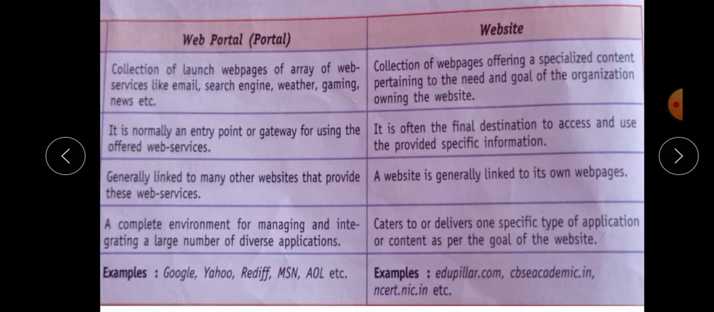Examples of web portals are Google, Yahoo, Rediff, MSN, AOL, etc. Examples of websites are all the rest, such as the website of CBSE, cbseacademic.in, ncert.nic.in, APS Varanasi is apsvaranasi.org. These are websites. So in simple words, we can say that a website has some specific purpose, or only a specific type of information is given on the website.